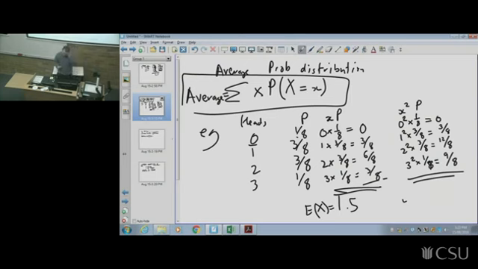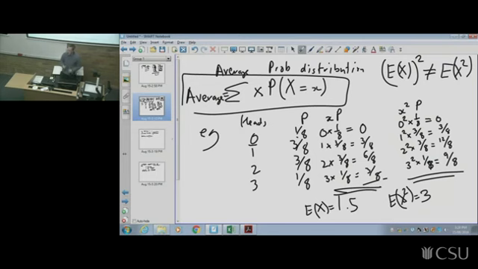So you've got 3 plus 9 is 12, plus another 12 is 24, over 8 gives you 3. Oh, that's 1.5 times 2, okay. Now, it's important to notice that's not the same as 1.5 squared. The expected value all squared is usually not the same as the expected value of x squared. They're often different numbers, as you can see in this case.